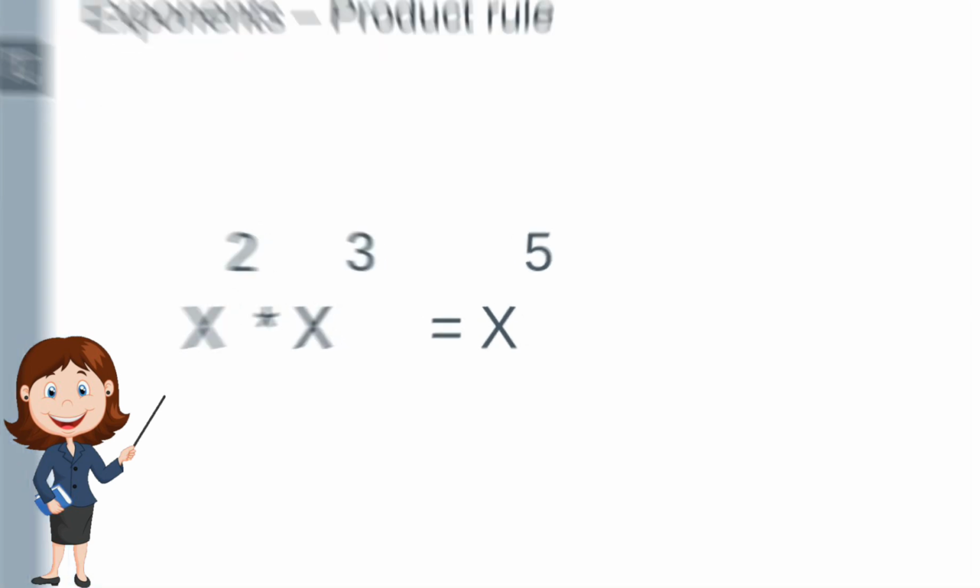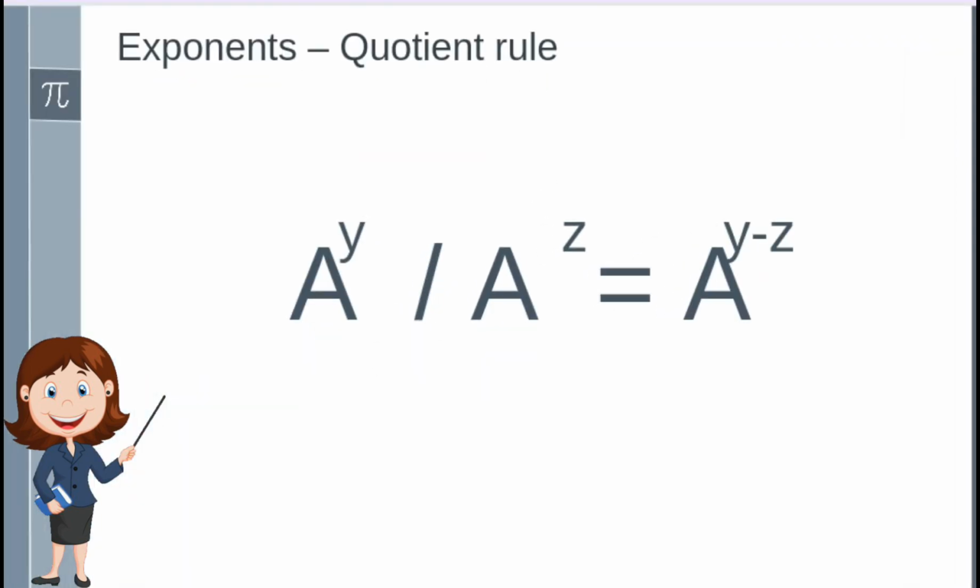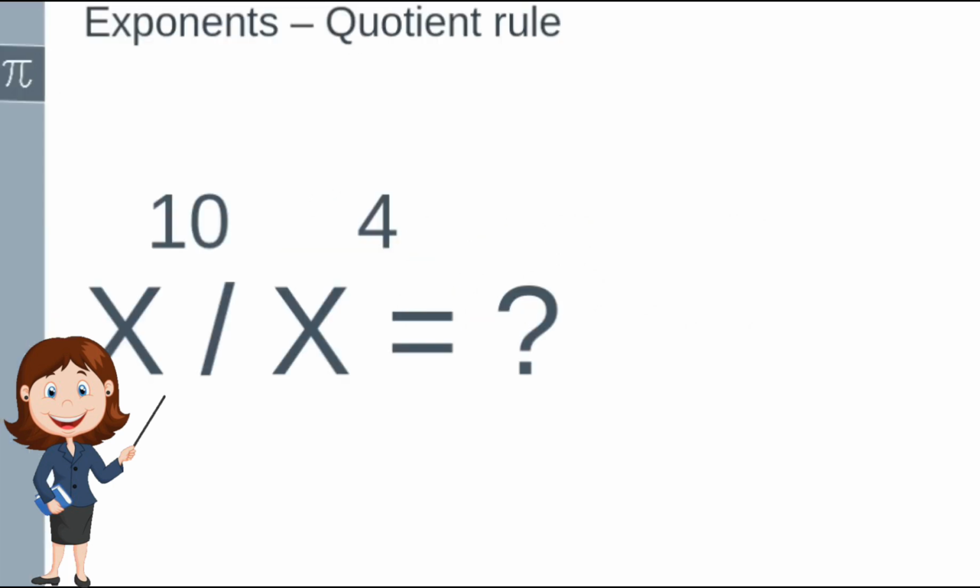Now let's move on to the quotient rule, where we subtract the exponents when dividing powers with the same base. This can be expressed as a raised to y over a raised to z equals a raised to y minus z. To make it easier, x raised to 6 over x raised to 4 equals x raised to 2. Now class, tell me, what is x raised to 10 over x raised to 4?